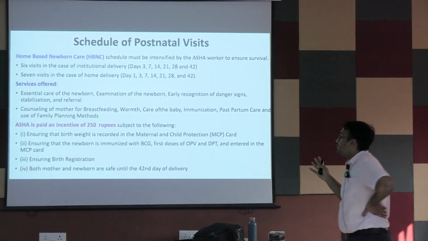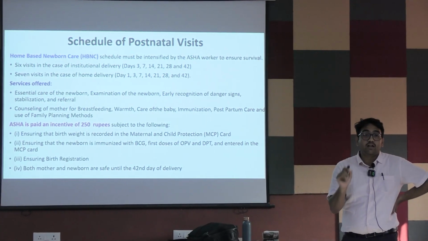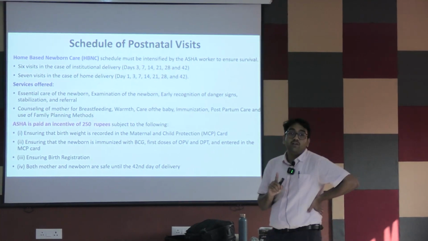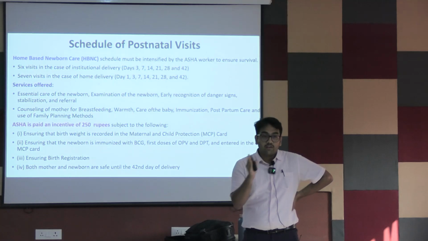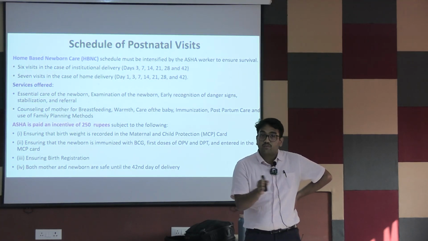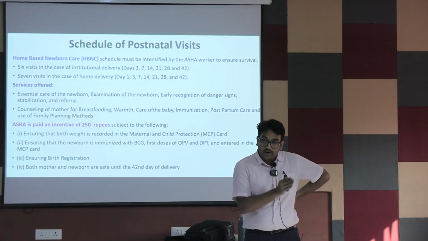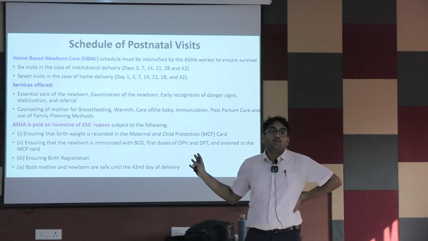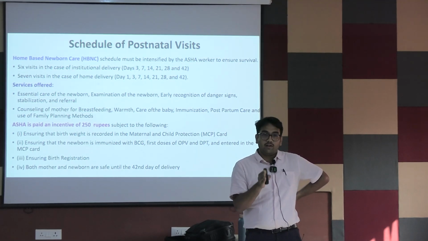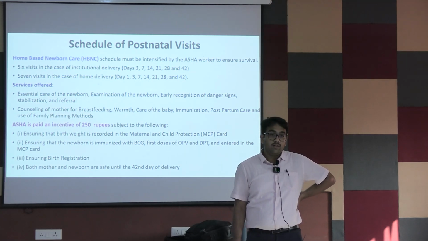Okay. Next, ensuring birth registration, that is, the birth has been registered and a birth certificate has been given. And next, both the mother and newborn are safe until the 42nd day. So as we know, the first immunization is at 6 weeks. All of those things have to be done, and maternal mortality is counted till 6 weeks. So factoring in all of these things, home based newborn care, the last visit is at 6 weeks, at the 42nd day. Okay. So if these are completed, the Asha worker gets the incentive that she is supposed to get, right?